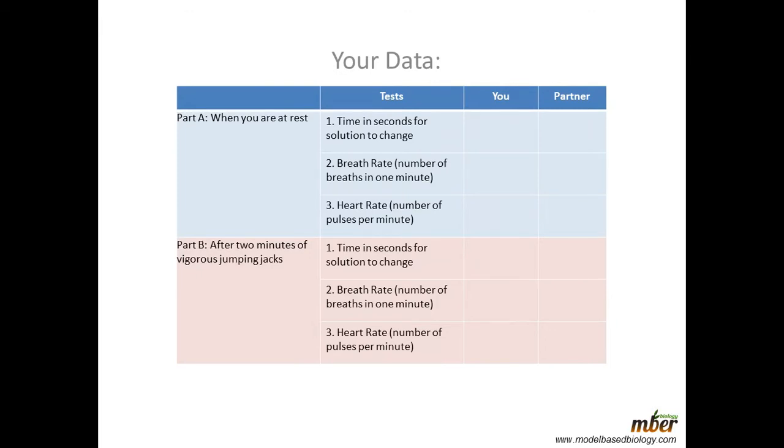Keep in mind there's 2 parts to this. Part A, you're running a series of tests when you're just regularly at rest, normal in the classroom. Then you're going to go outside, do 2 minutes of really vigorous jumping jacks as fast as you can go, and then run those 3 tests again. So before you even start, make sure you really know what those tests are about. There are straws and the bromothymol blue solution in the back, and everything should be there for you. Once you have finished your tests, you can come back to this point in the presentation.